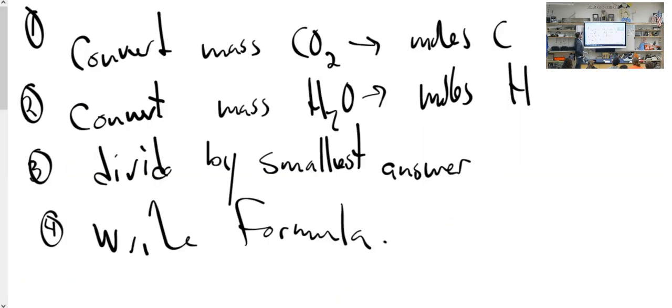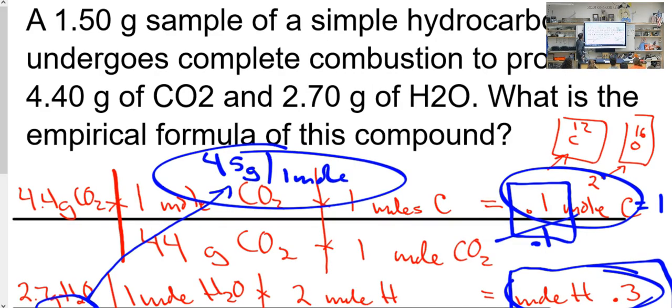All right, here, Bryson will like this. Step 1, convert mass of CO2 to moles of C. Step 2, convert mass of H2O to moles of H. Step 3, divide by the smallest answer. Step 4, write the formula. Yep. All right, so here we go.